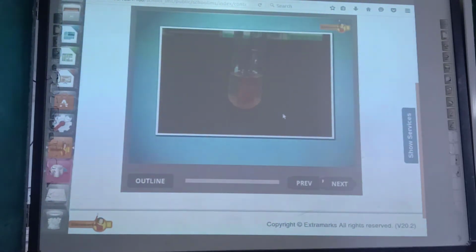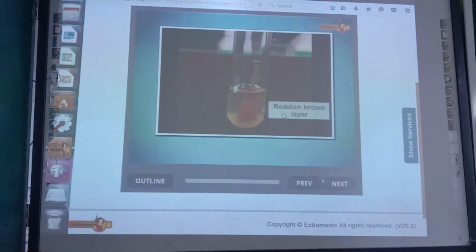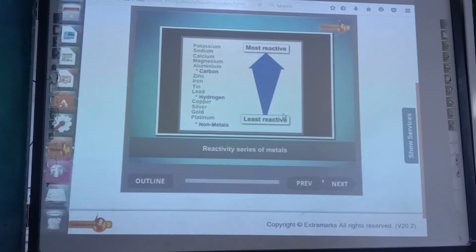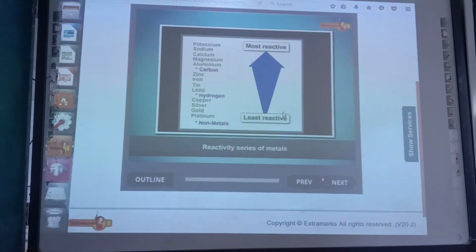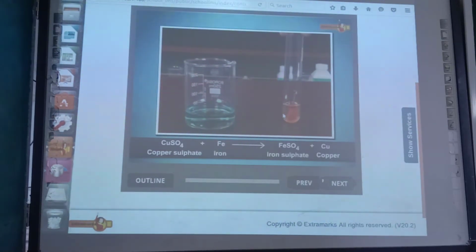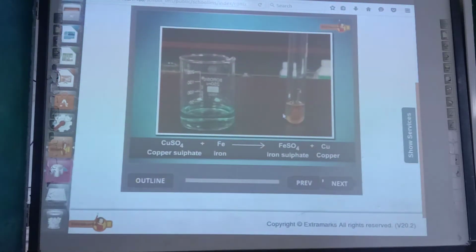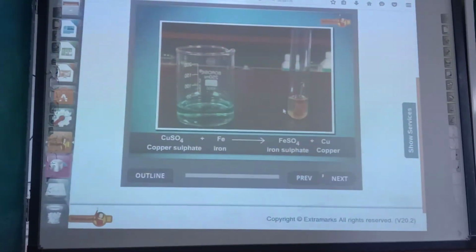The blue colored solution of copper sulfate changes to light green and a reddish brown layer of copper is deposited on the iron ring. It happens because iron is placed above copper in the metal activity series and is more reactive than copper. Iron displaces copper from copper sulfate solution. Here we have observed that the products of the reaction between copper sulfate and iron are iron sulfate and copper. Therefore, from this experiment, we can conclude that iron is more reactive than copper.